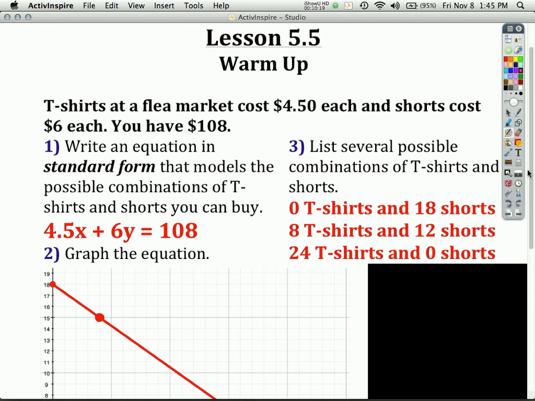So I guess this is what I should have written. T-shirts at the flea market cost $4.50 each, and shorts cost $6 each. You had $108. List all the possible combinations of T-shirts and shorts you could buy for exactly $108. You may not use algebra or graphing to do this. That's what I should have written. So what I was hoping you were going to do was sit there and try and calculate all the different combinations by testing them one by one.